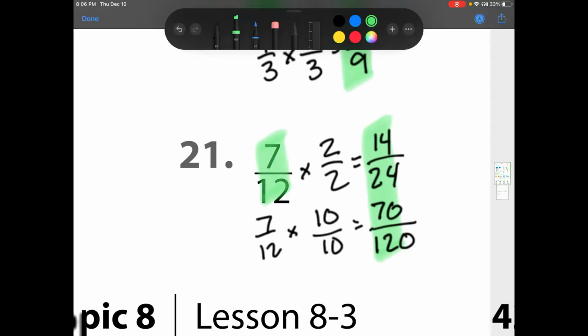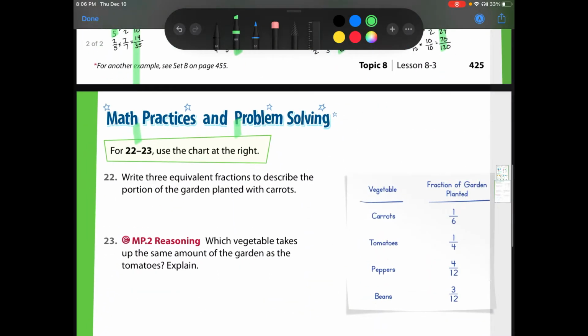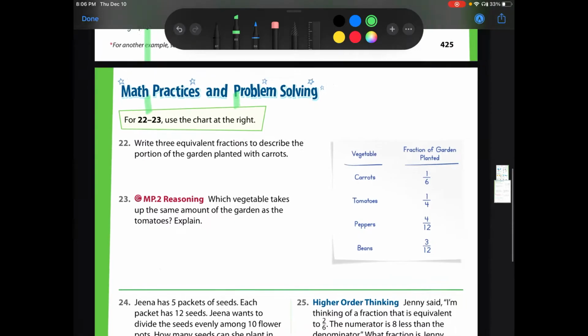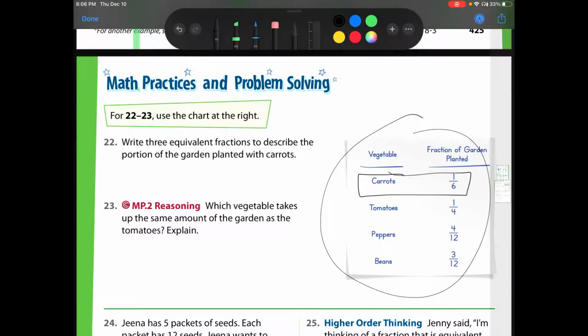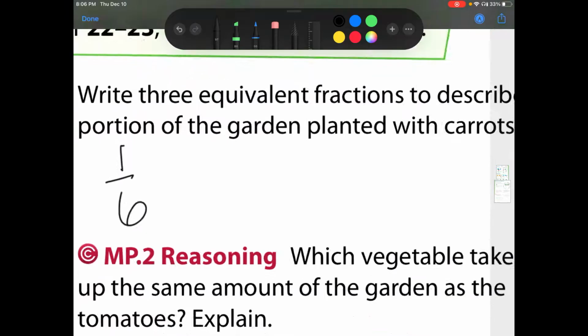So now let's head to the back page with our harder word problems. But we got this because we've been doing it well. Now it says, use the table at the right to solve the next 2 problems. So it looks like our tables talk about vegetables and gardens. So number 22 says this. It says, write 3 equivalent fractions to describe the portion of the garden plan with carrots. And when I look, I see carrots is 1/6 of the garden. So it's telling me I need 3 fractions that are equivalent to 1/6.